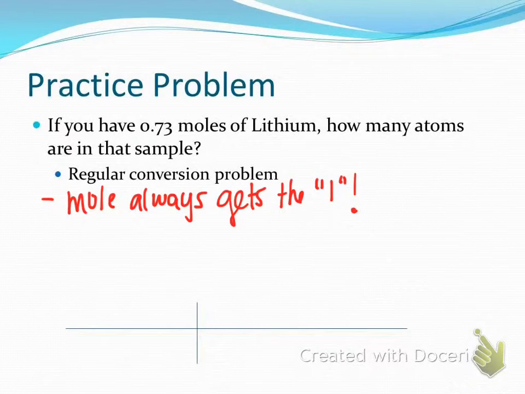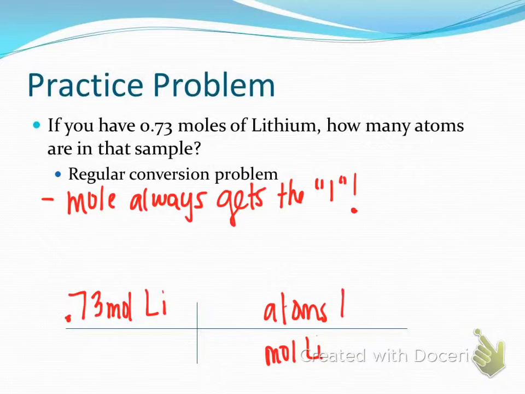All right, so first thing that we do is we write what we know. So we have 0.73 moles of lithium. How many atoms are in that sample? So we want to go from moles to what? Moles to atoms. So what unit needs to go on the bottom? Moles, good. Moles of lithium, and then on the top needs to be atoms of lithium. Moles always gets the 1. Now tell me how many atoms are in 1 mole of lithium. 6.022 times 10 to the 23rd.